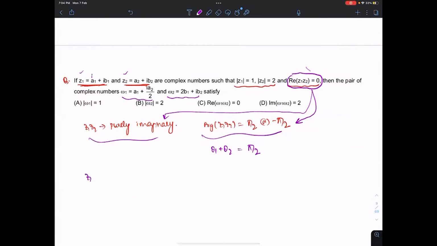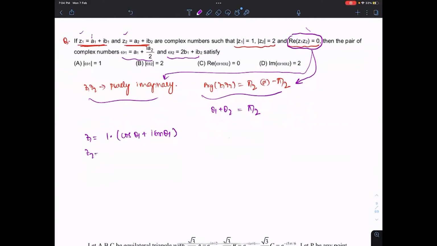Then what will be Z1? Modulus is 1, times cos theta 1 plus I sin theta 1. That is Z1. What will be Z2? Modulus is 2, times cos theta 2 plus I sin theta 2. What is theta 2? Pi by 2 minus theta 1. If you substitute, cos of pi by 2 minus theta 1 is sin theta 1, so it becomes sin theta 1 plus I cos theta 1, like this.